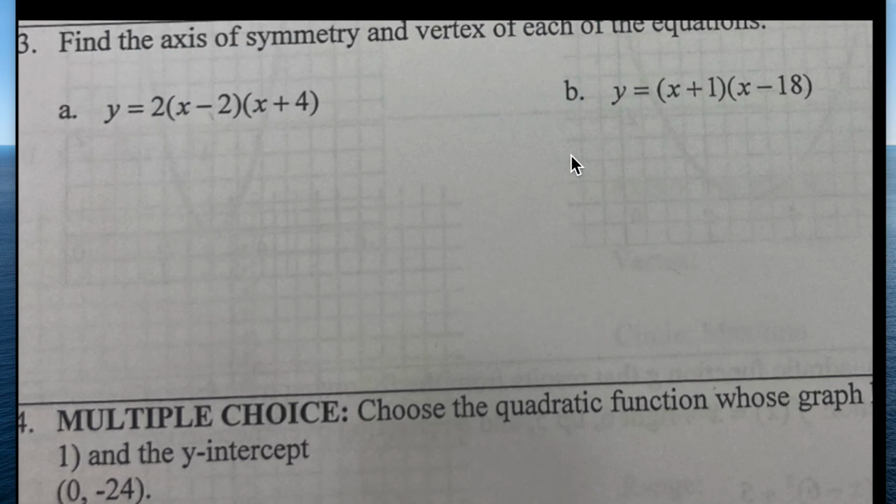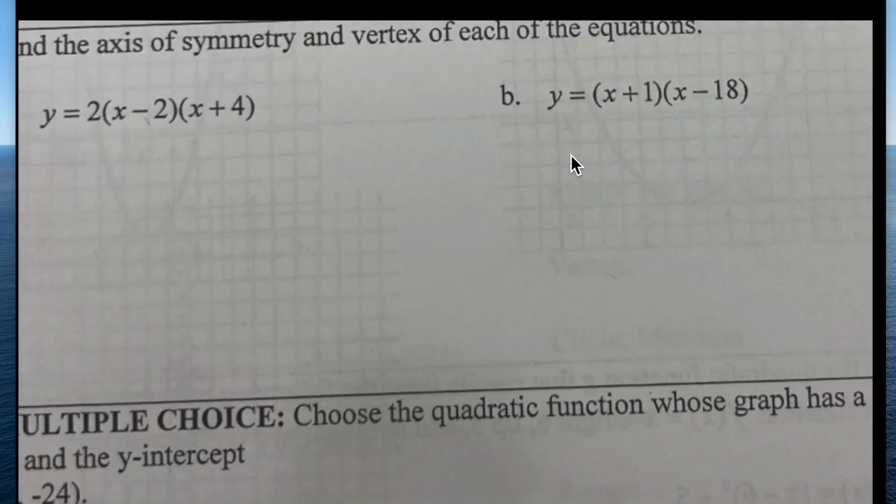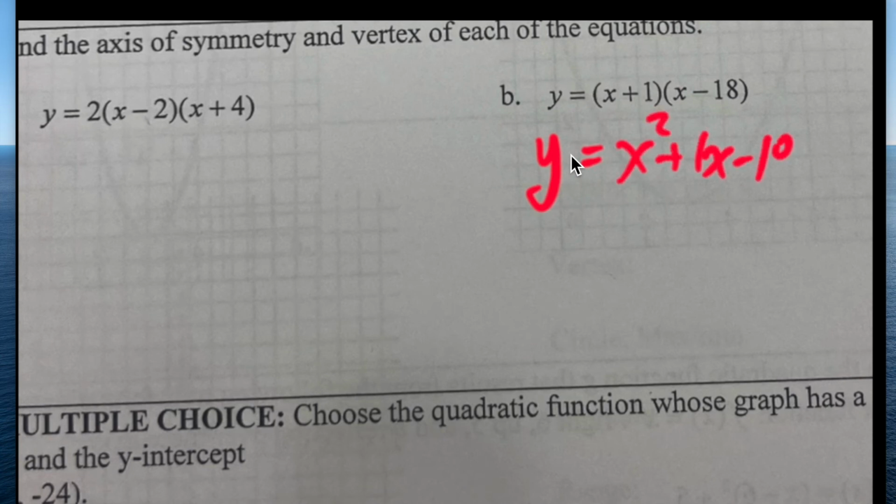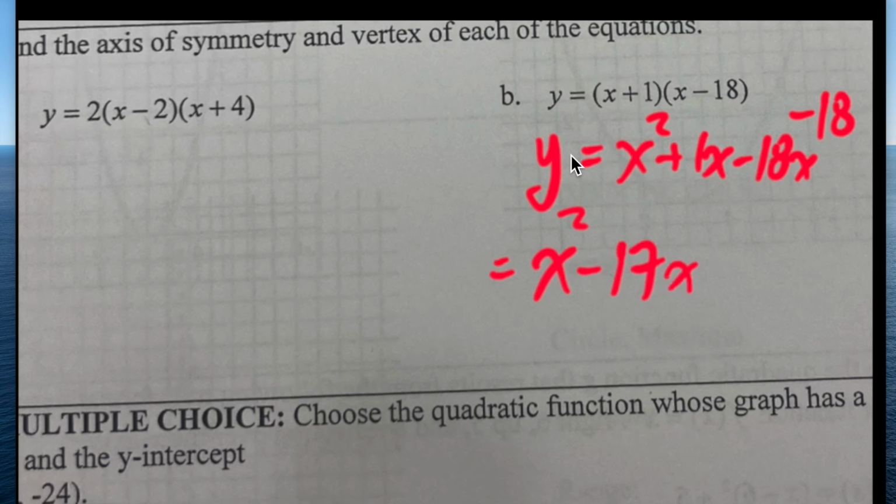well, actually, to review, this is not in standard form. So what we can do, folks, is FOIL this. This becomes x squared minus 17x minus 18. And again, we would use negative b over 2a to get our x-coordinate of the vertex and the axis of symmetry, and then plug that in to get y.